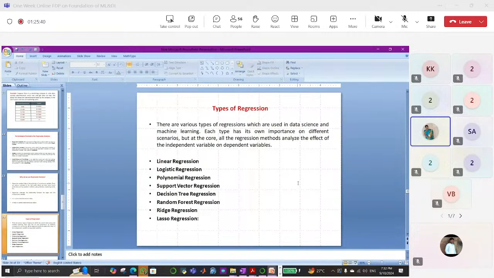So what are the types of regressions? Linear regression, logistic regression, polynomial regression, support vector regression, decision tree, random forest regression, ridge regression, and lasso regression. In our FDP schedule, linear regression and logistic regression, and after that support vector regression and decision tree, sir will explain tomorrow or the day after tomorrow, and random forest also sir will explain.